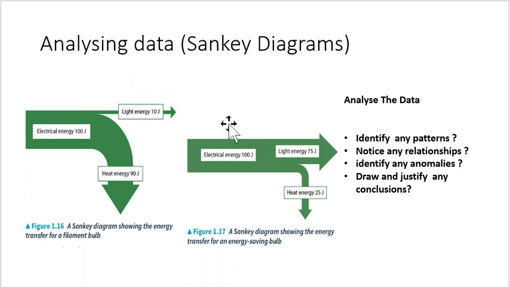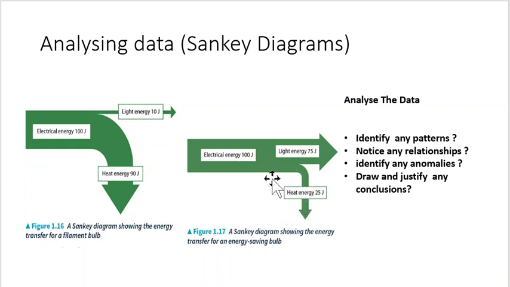If we compare that to the energy transfer for an energy saving bulb, these are the more modern kind of bulbs. If we take the same amount of electrical energy, 100 joules going in, we can see that 75 joules has been used to generate light. So we have a lot of light being produced. That's the purpose of a light bulb, that's what we want, whereas a lot less is being turned into heat.